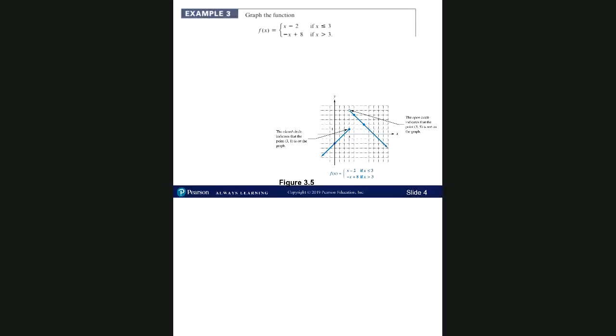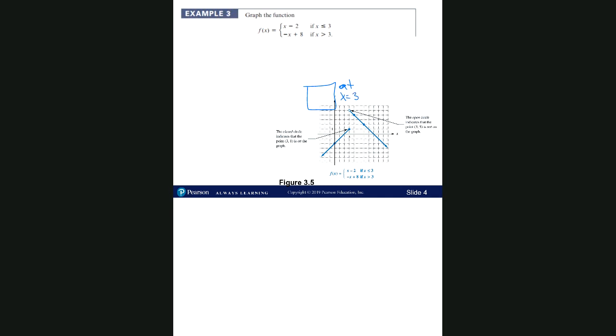Hello, this video will cover section 3.2 for the class Math 1324, and we're going to get started on example 3. Example 3 has a piecewise function, and you can see that the breaking point, meaning where the function divides into left and right, is going to happen at x equals 3.